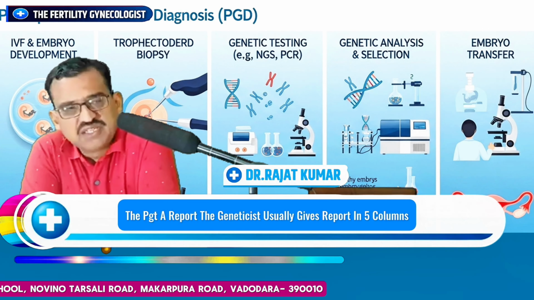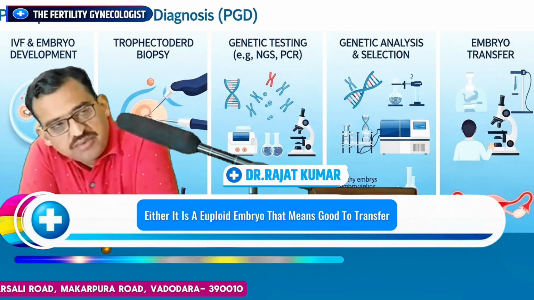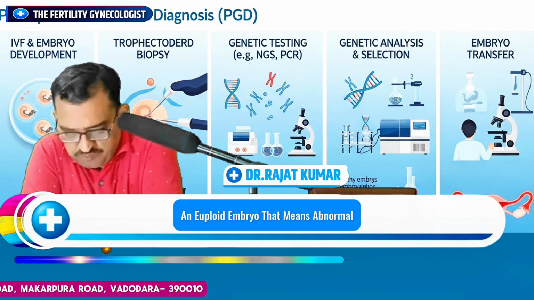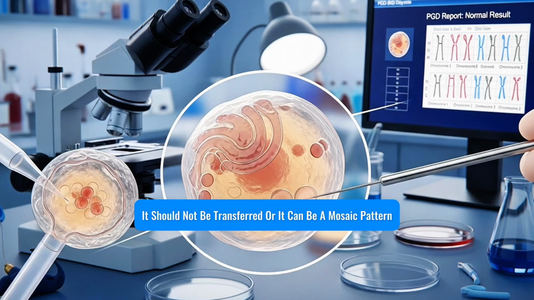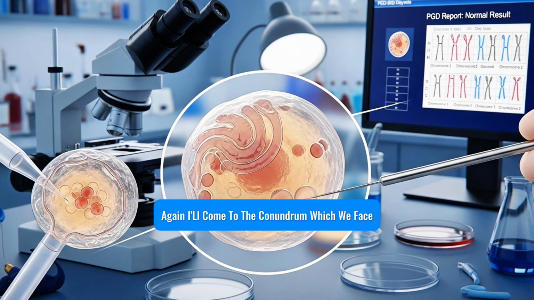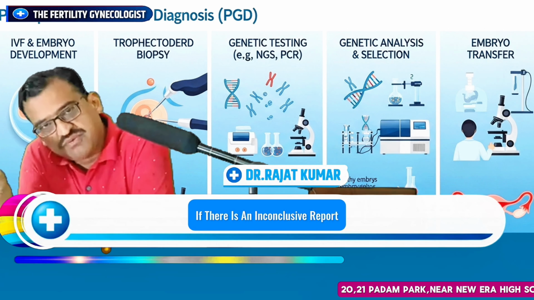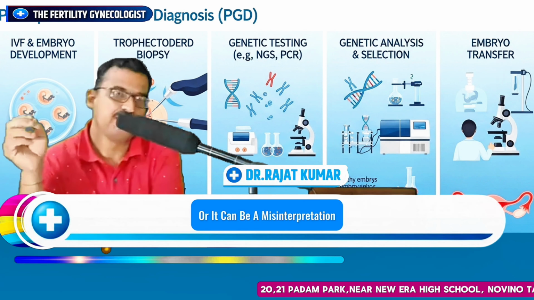The PGT-A report, the geneticist usually gives in 5 columns. Either it is a euploid embryo, that means good to transfer. Aneuploid embryo, that means abnormal, it should not be transferred. Or it can be a mosaic pattern. Mosaic means normal and abnormal chromosomes are mixed. Again, I'll come to the conundrum which we face when we get a mosaic pattern report. It can be an inconclusive report. If there is an inconclusive report, that means we have to repeat the embryonic biopsy. Or it can be a misinterpretation.